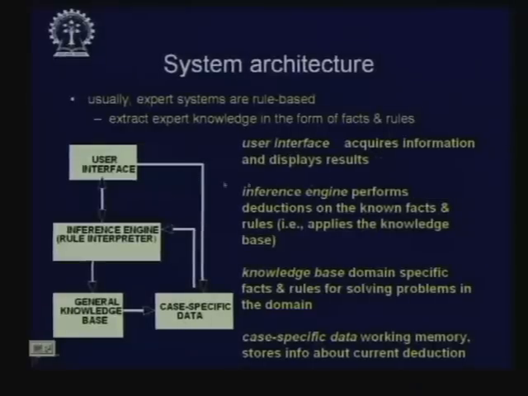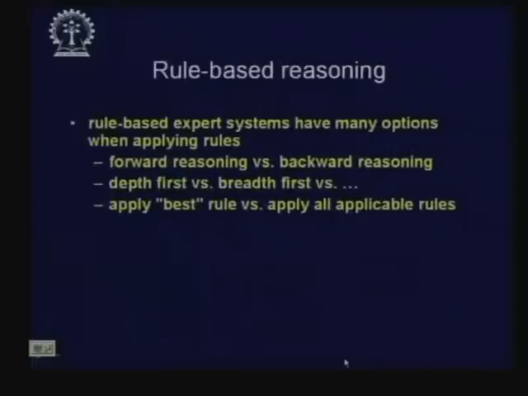So, the user interface acquires information and displays results. The inference engine performs deductions on the known facts and rules, applying the knowledge base. The knowledge base stores the domain specific facts and rules for solving problems in the domain, and the case specific data, the working memory, stores information about the current deduction. So, these are the 4 blocks.